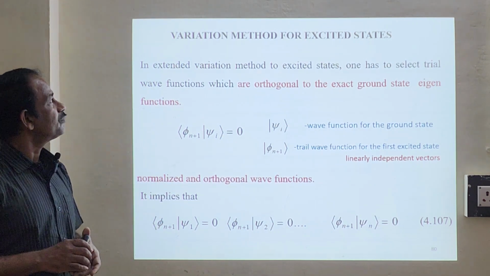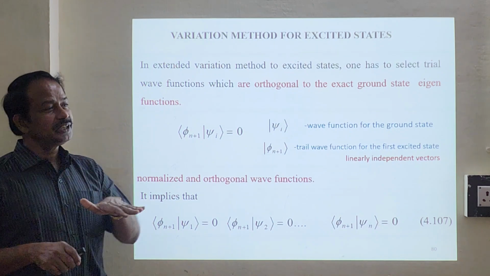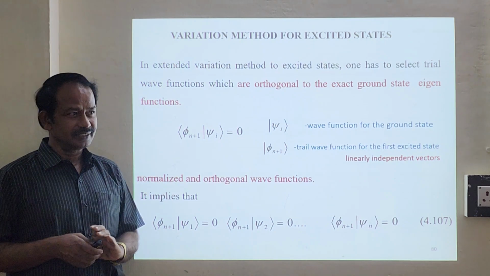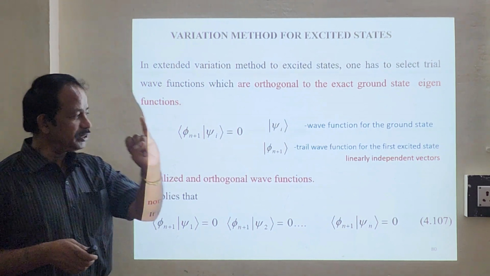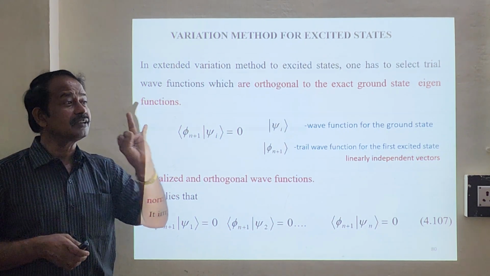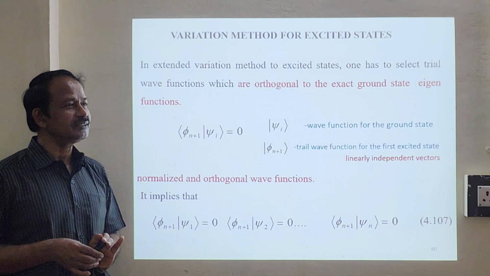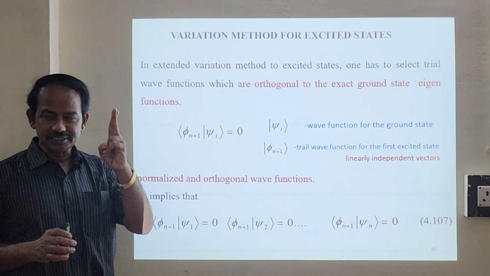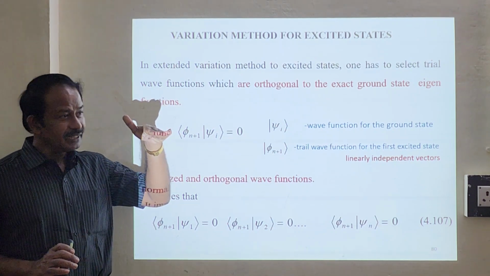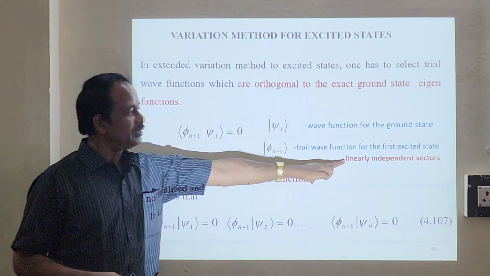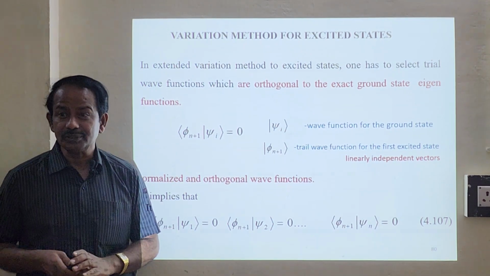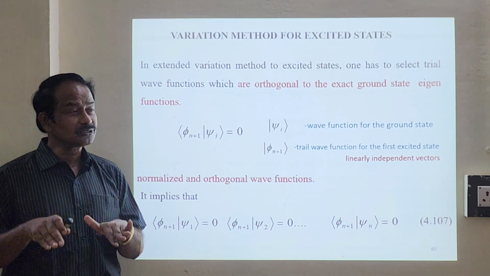Okay, we will see. A very important thing is, we have the wave function for the ground state, and we have another wave function for the excited state. These two wave functions should be linearly independent, and they should always be orthogonal to each other. A very important concept in the variation method. These two conditions should be satisfied. Only then should those conditions be satisfied.